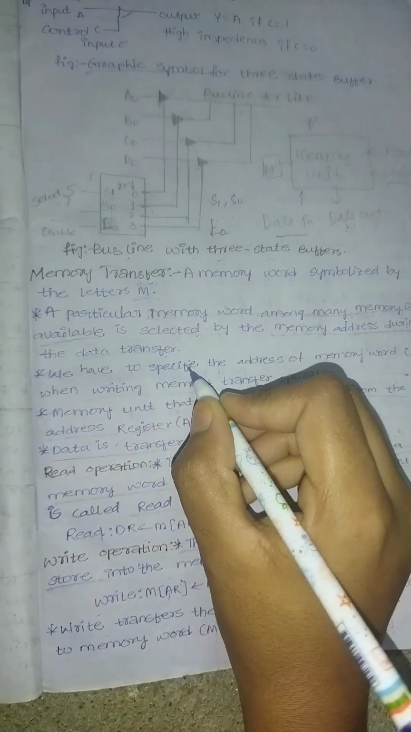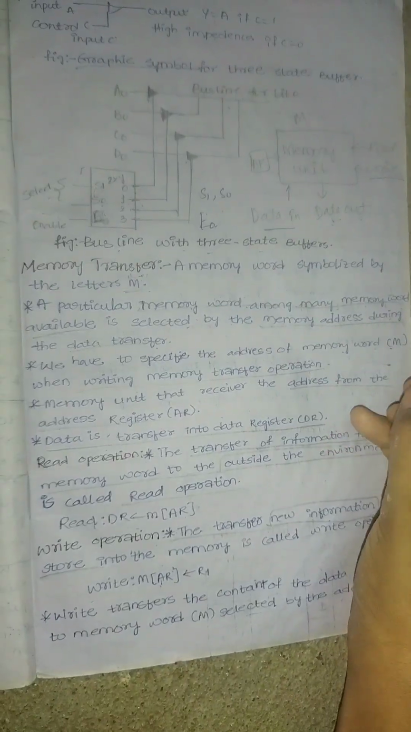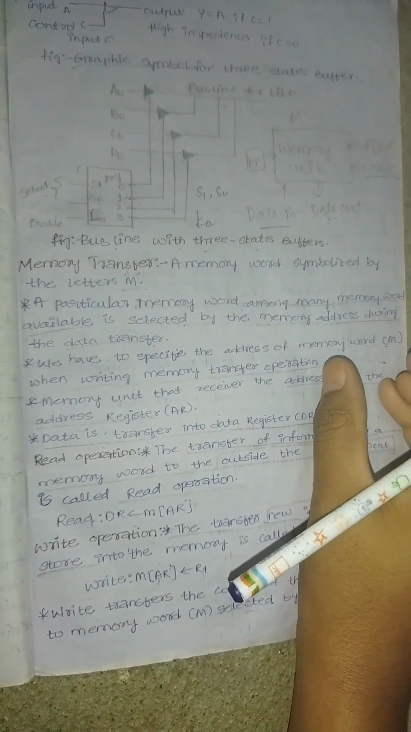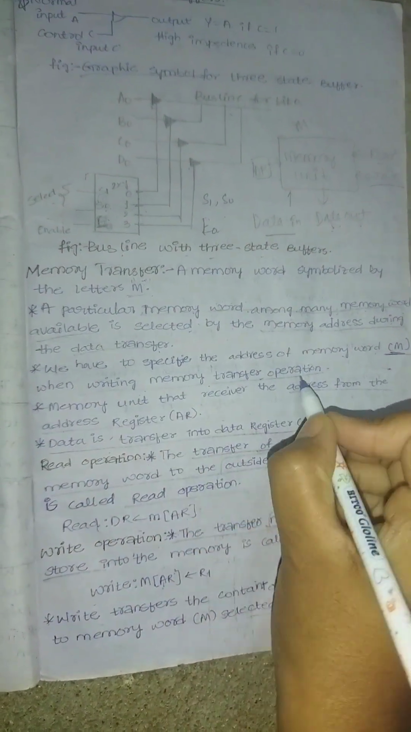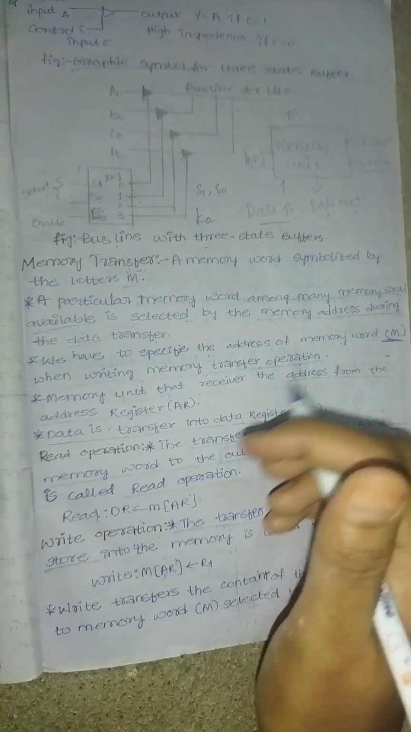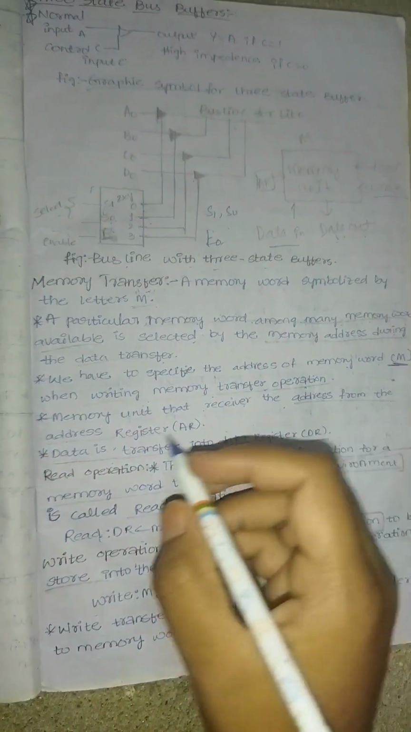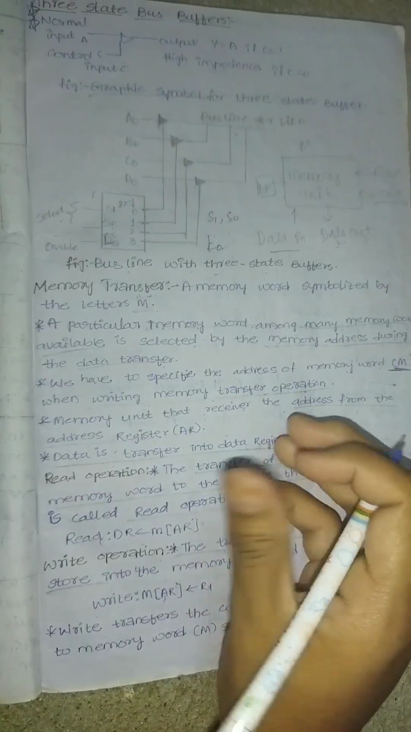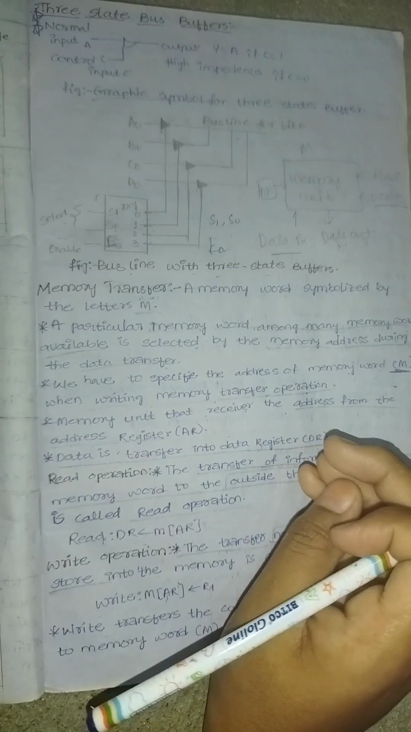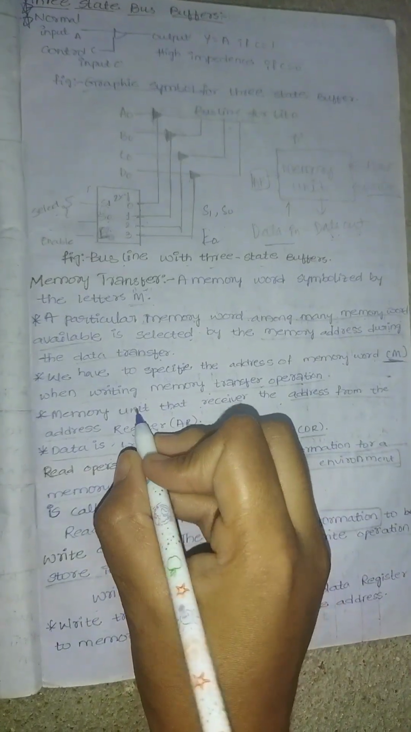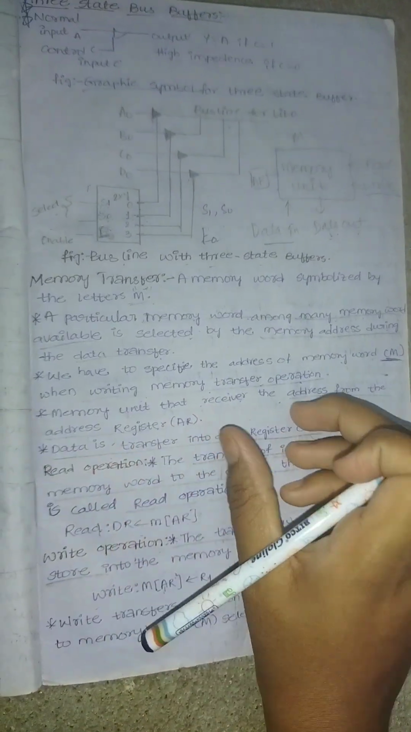We have to specify the address of the memory word with M. We need to give a specific address like M. When writing a memory transfer operation, it is used for the memory transfer operation purpose. The memory unit thus receives the address from the address register. We have different types of registers. The address register is used for address receiving purposes. The memory unit is used for storage purposes, and by using the memory unit we will receive the address.